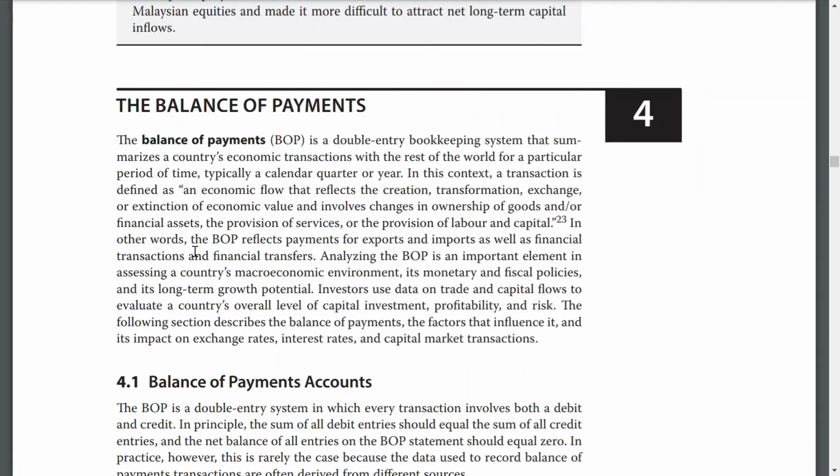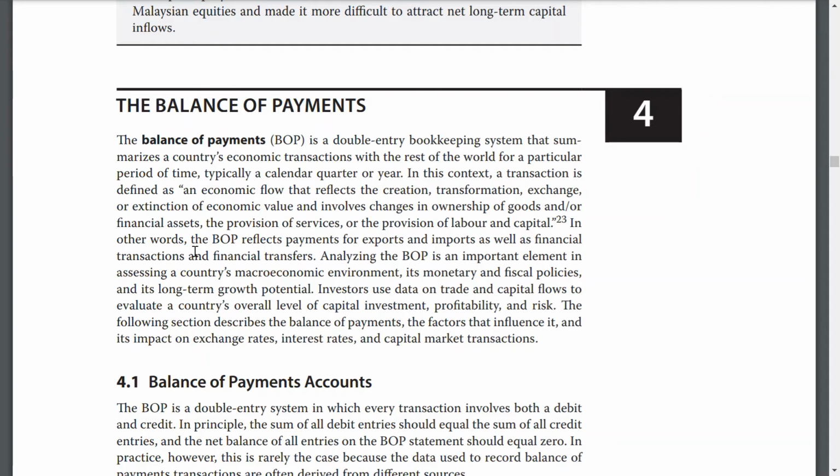In other words, the balance of payments reflects payments for exports and imports, as well as financial transactions and financial transfers. Analyzing the balance of payments is an important element in assessing a country's macroeconomic environment, its monetary and fiscal policy, and its long-term growth potential. Investors use data on trade and capital flows to evaluate a country's overall level of capital investment, profitability, and risk. The following section describes the balance of payments, the factors that influence it, and the impacts on exchange rates, interest rates, and capital market transactions.